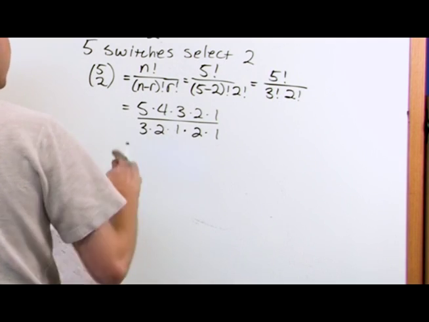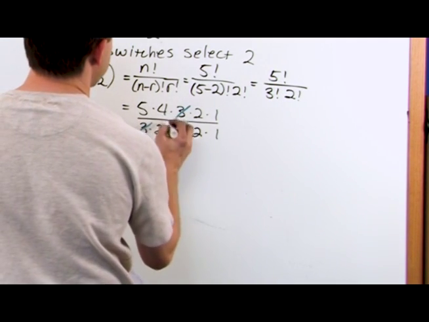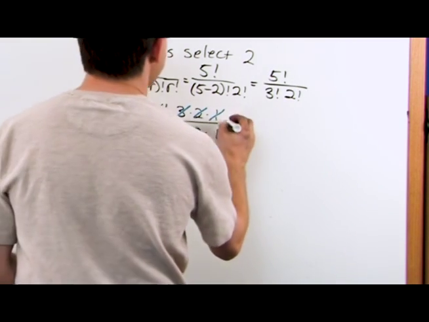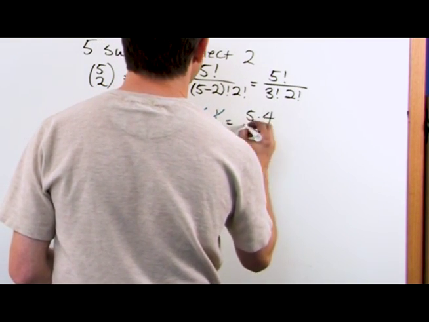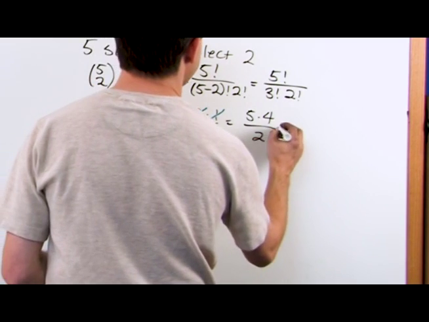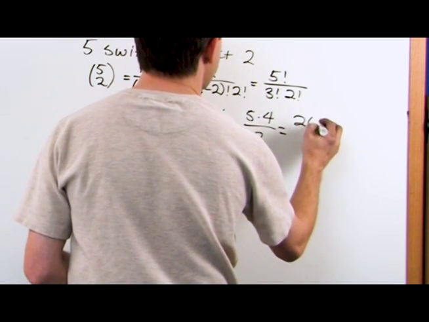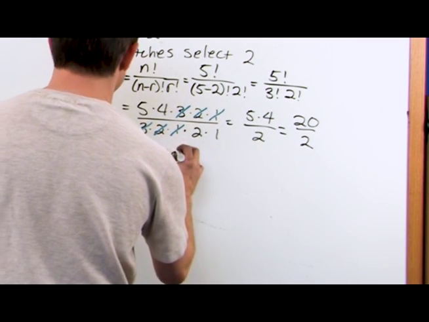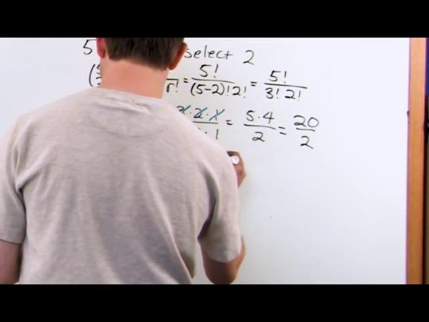Okay? So really all you're going to have is 3 cancels with 2, cancels with 1. So on the top, you're going to have 5 times 4 over 2 times 1. 5 times 4 is going to give me 20 over 2. So it's going to be 10 ways or combinations.